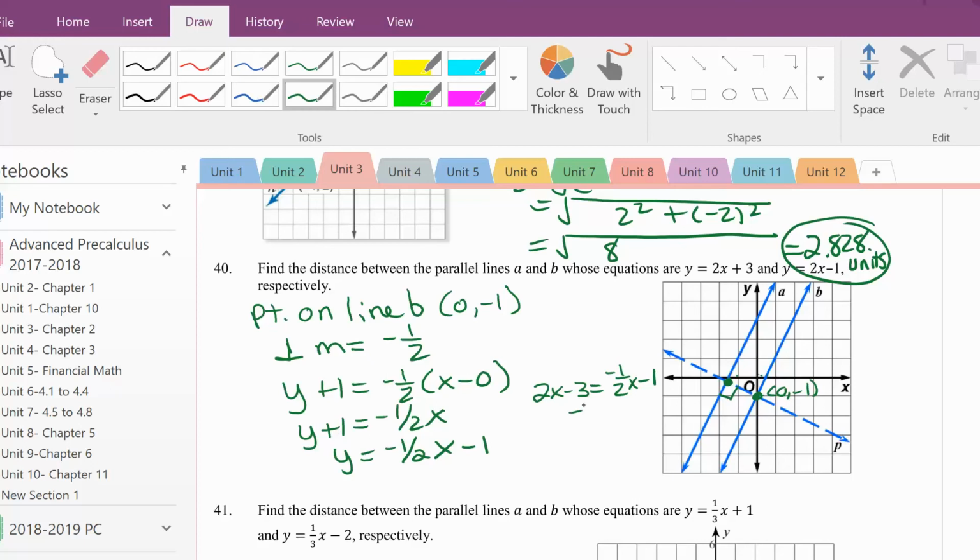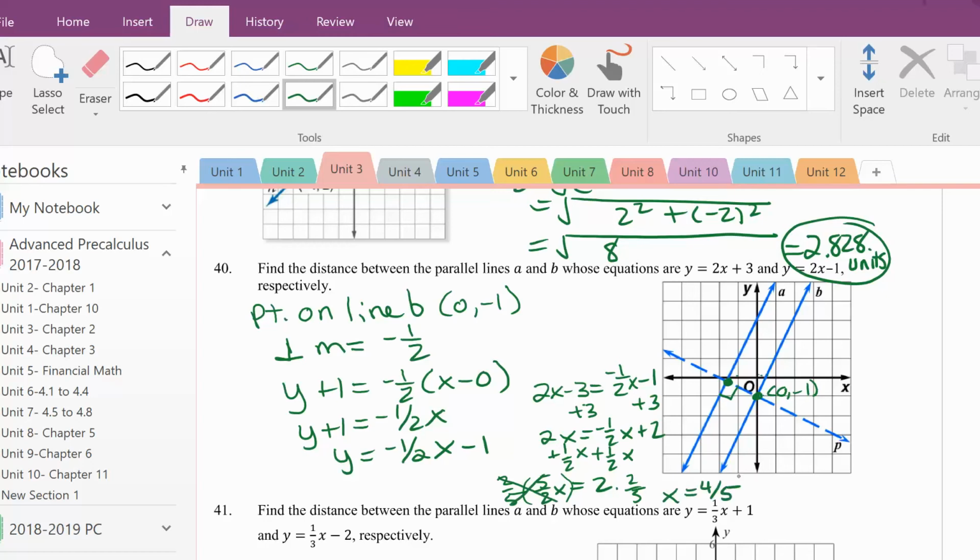So now to figure out where line P and line A intersect, you set them equal to each other. So 2x minus 3 equals negative 1/2 x minus 1. So you add 3 here. So it's going to be 2x equals negative 1/2 x plus 2. You add 1/2 x. So 2 plus 1/2 x is 5/2 x equals 2. Then you multiply by 2/5. So you get x equals 4/5.